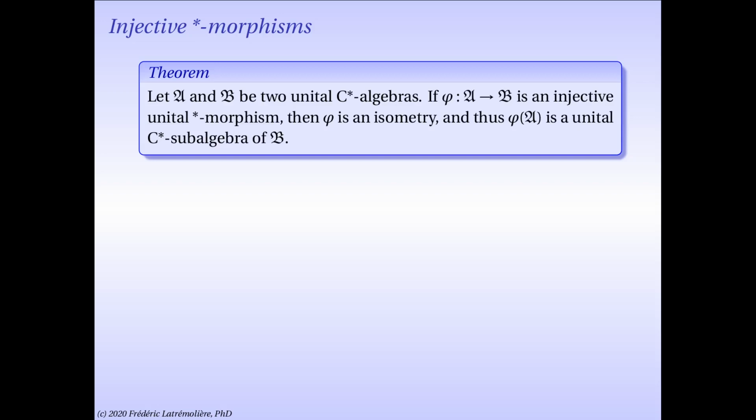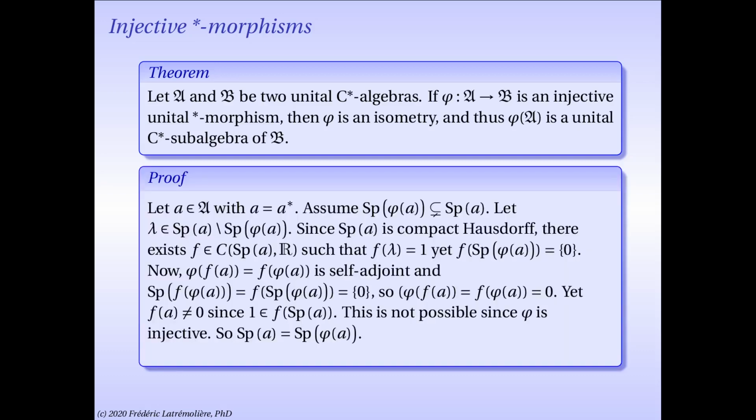So let's fix two unital C-star algebras, and let's pick phi, an injective unital star morphism between those two C-star algebras. And the conclusion is, well, phi is an isometry, and as a consequence, the image of phi is a unital C-star subalgebra of the codomain of phi. So let's now prove our theorem.